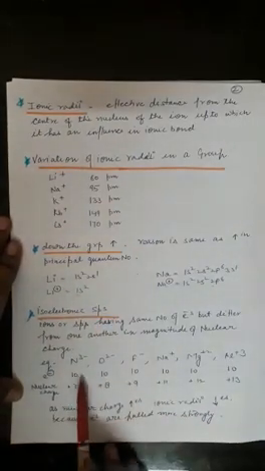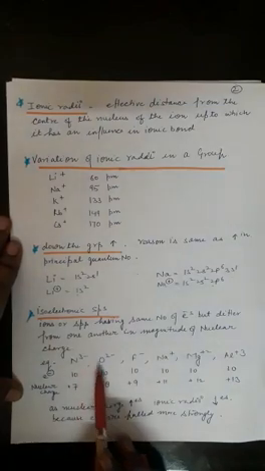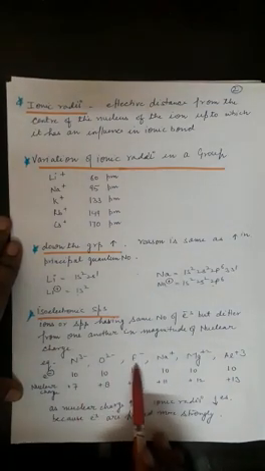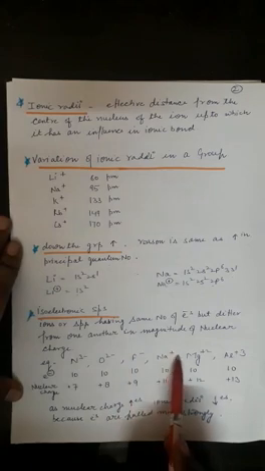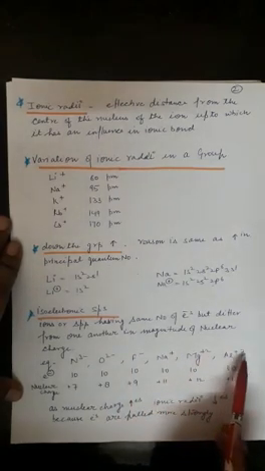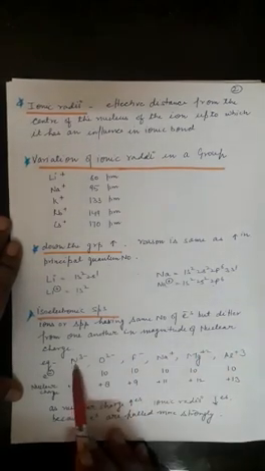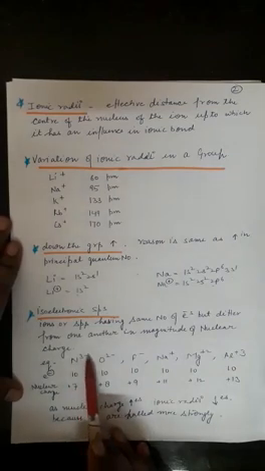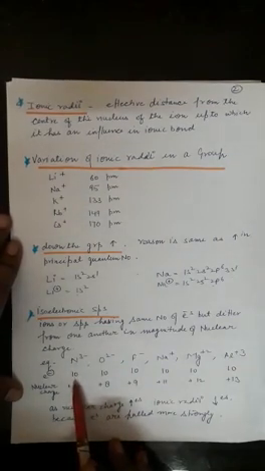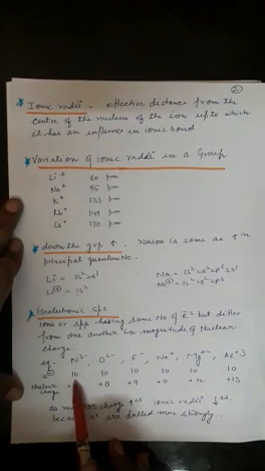For example, N3 negative, O2 negative, F negative, sodium positive, Mg2 positive, and aluminium 3 positive. Nitrogen atomic number is 7. After gaining 3 electrons, it has 10 electrons.